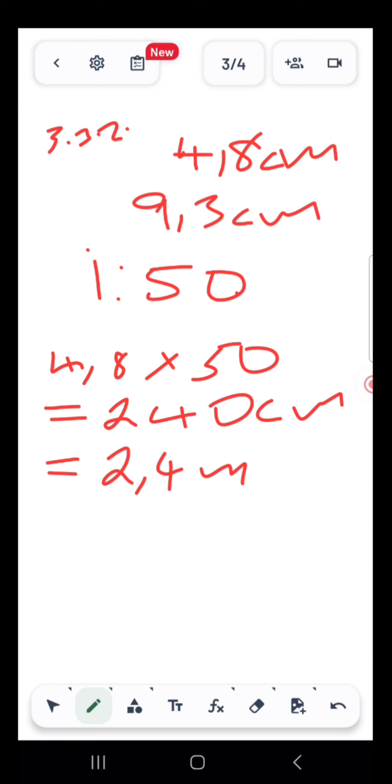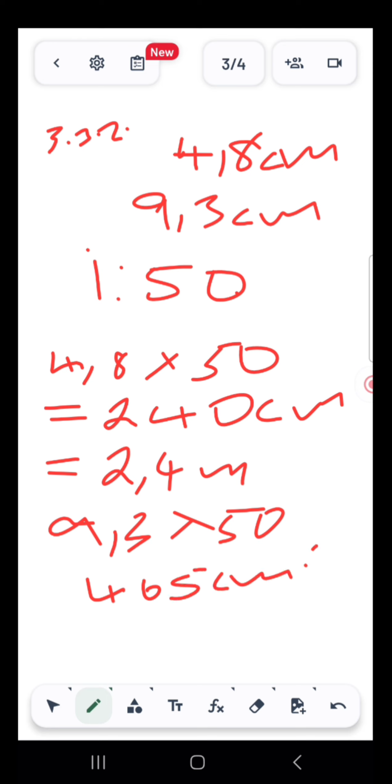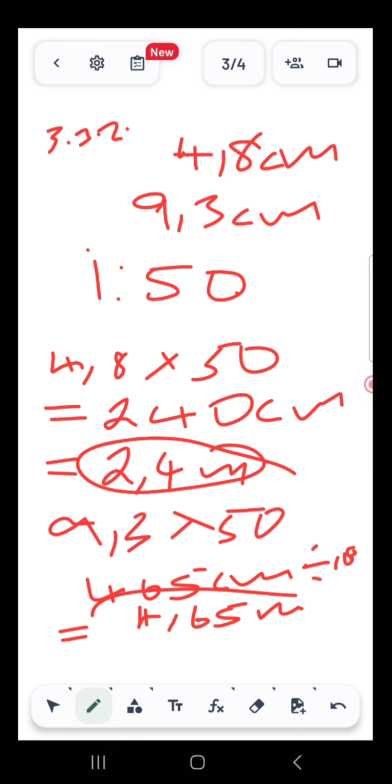Conversion, yeah. And then we also have 9.3 centimeters multiplied by 50. If we want to turn it into the actual one, it gives us 465 centimeters. Then we divide by 100 to convert it to meters, and our final answer becomes 4.65 meters. So we have measured the units in real form. It means it's 2.4 meters by 4.65 meters.